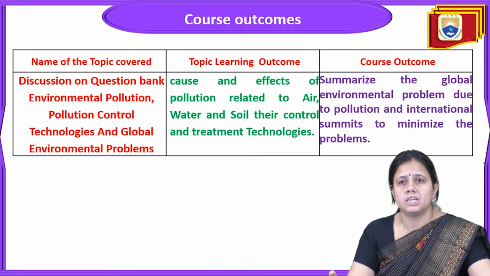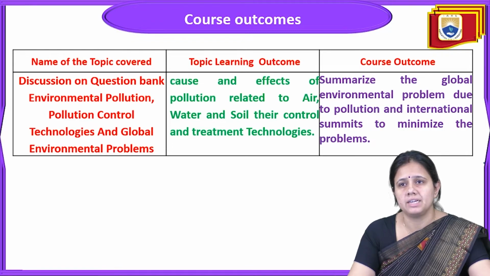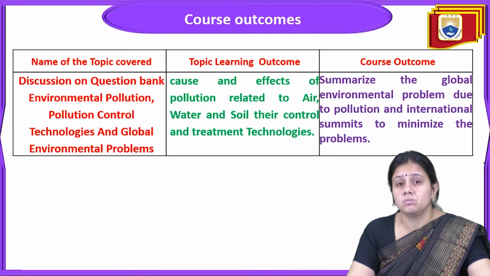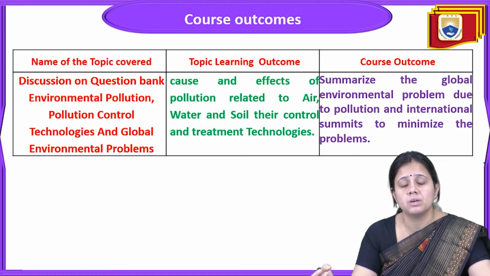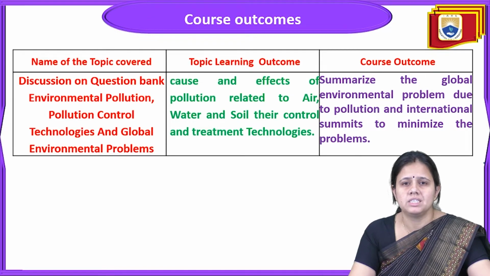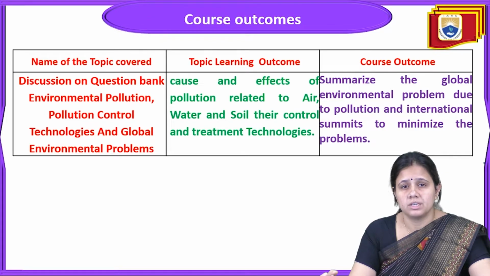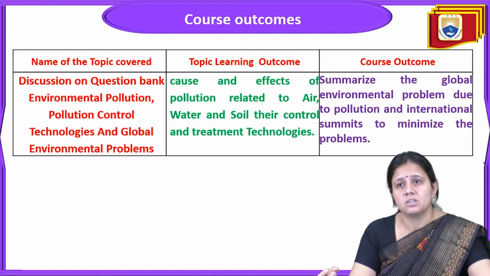Second, the learning outcome of this topic is that it will give you an idea about the causes and effects of pollution, all pollution related to air, water, and soil. And the course outcome is that the student will understand the global environmental problems due to pollution and the international summits to minimize the problem. It will give the student an idea of how to do the minimization, and what global treaties have been signed to overcome environmental problems and their global effects due to pollution.